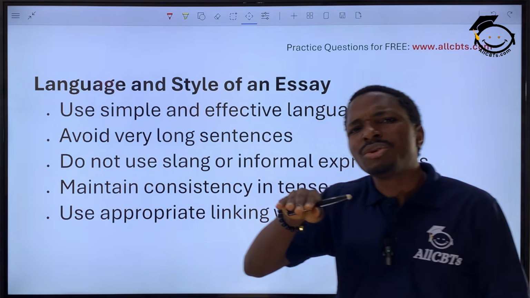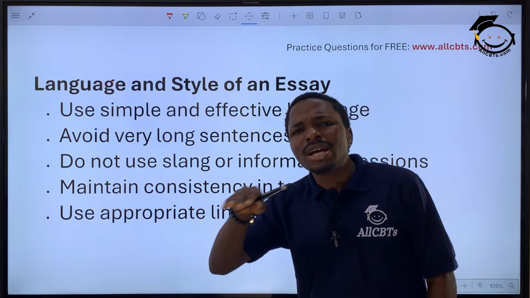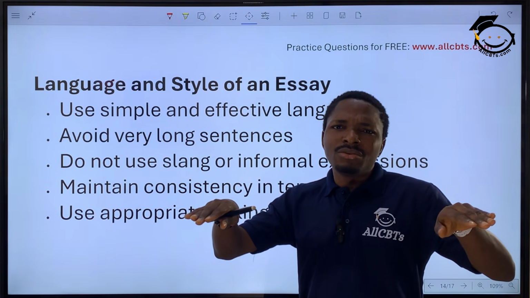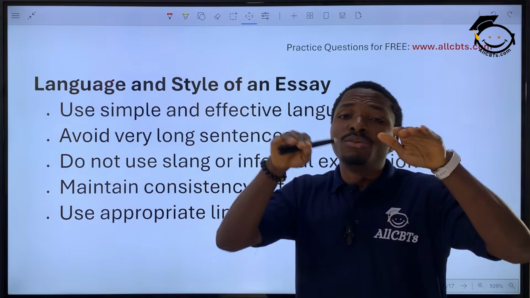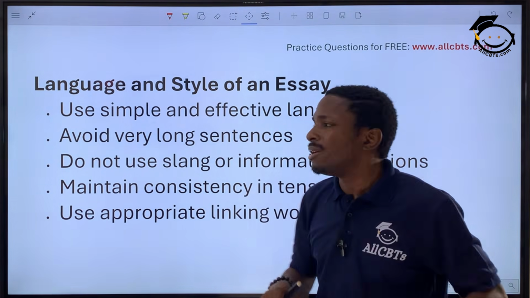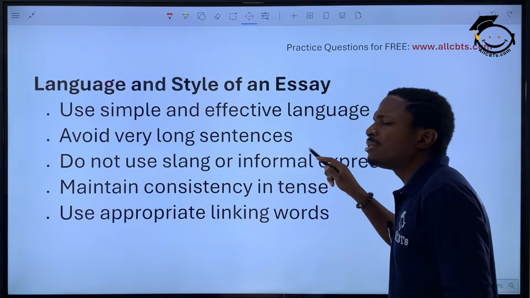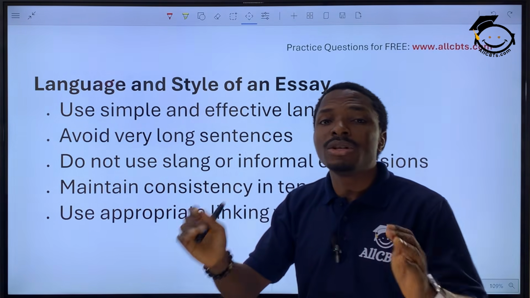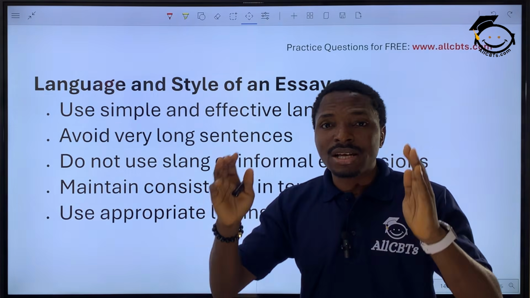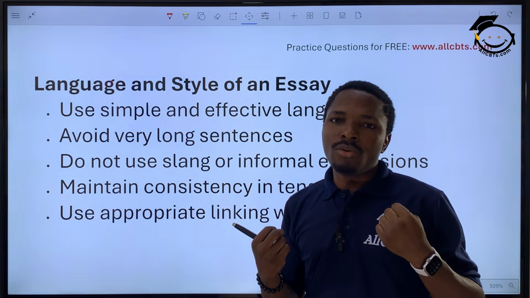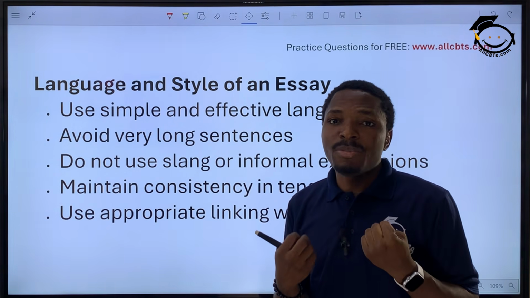So always keep the language of your essays or your writings in the middle. You don't want to go too low, like you don't know what you're talking about, and you don't want to go above anybody. Is that clear now? Then avoid very long sentences. It's good to keep your sentences short and pointy. When your sentences are short, they grab attention more and they retain attention span.